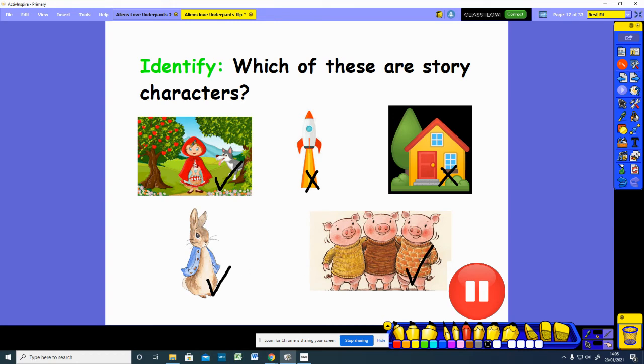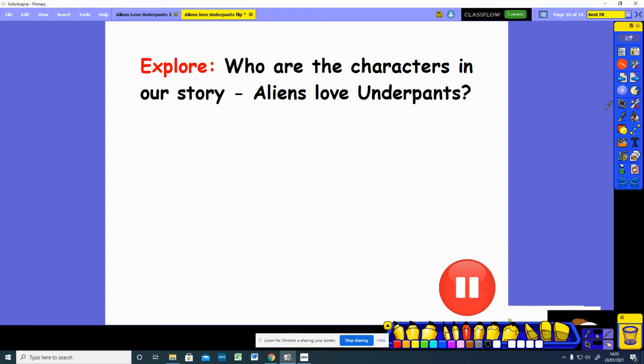So to help you remember who's a story character and who isn't, just remember a story character is a person or an animal in a story. It is not an object or a thing. Now I'd like you to explore who are the characters in our story, Aliens Love Underpants. Press the pause button while you do this. You might need to look back at the story and see who is in the story and who isn't. Press the pause button now.